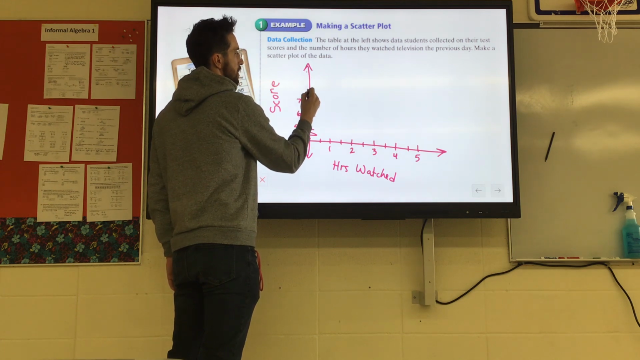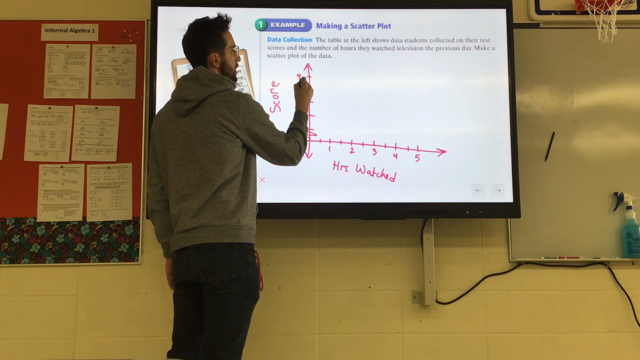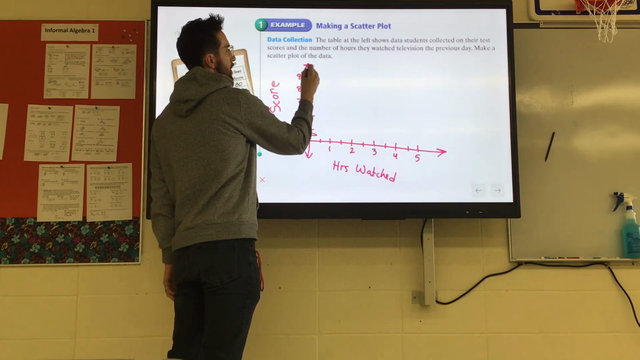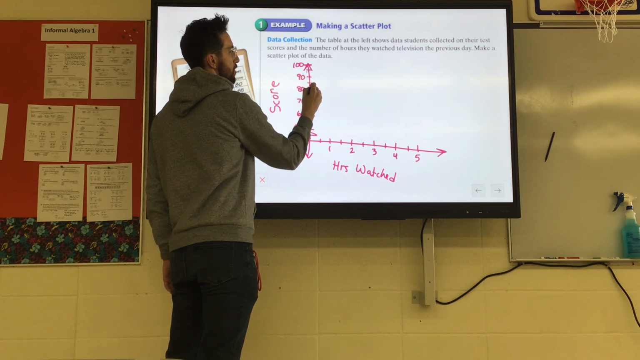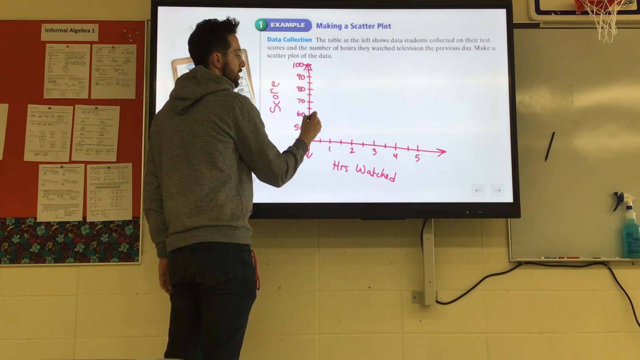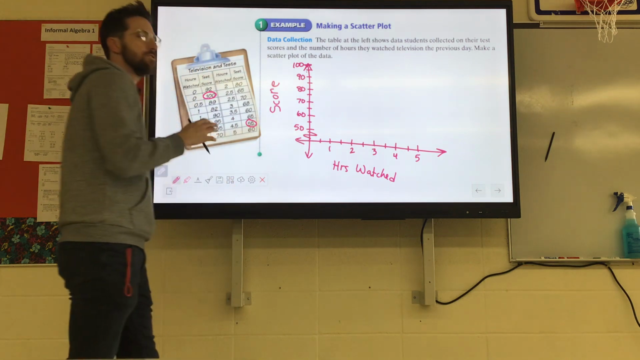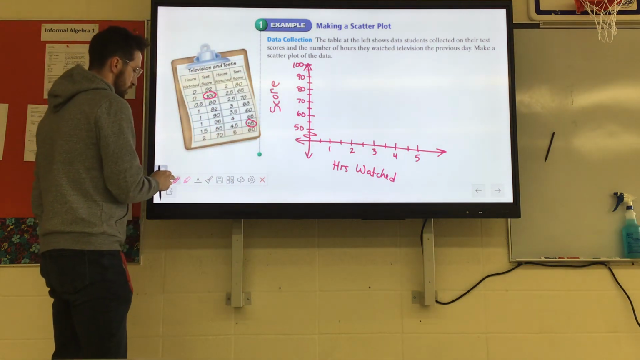70, 80, uh-oh, I'm going to run out of room. 90, yeah, let's make 100 up here. We can throw in some little half lines there for the 5s, like 75, 85, things like that. And then we're just going to plot these points like a coordinate.